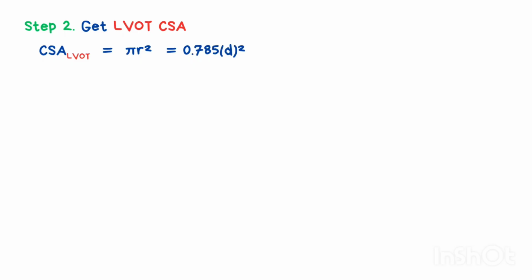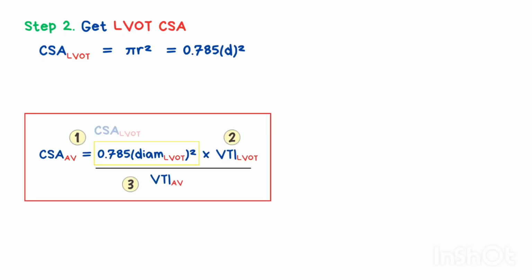Once you've acquired the necessary measurements, step 2 is to calculate the LVOT cross-sectional area, or CSA. Remember, we're using the simplified formula. CSA equals 0.785 multiplied by the LVOT diameter squared. Once you have that, you're ready for the final step. Step 3 is to compute the aortic valve area, or AVA. Use the continuity equation: LVOT CSA multiplied by LVOT VTI, then divided by the aortic valve VTI.